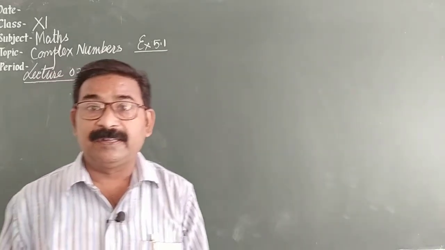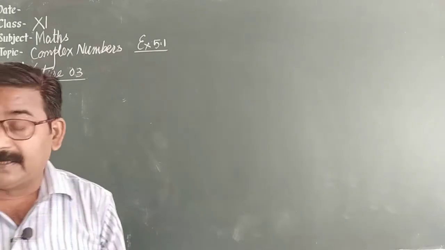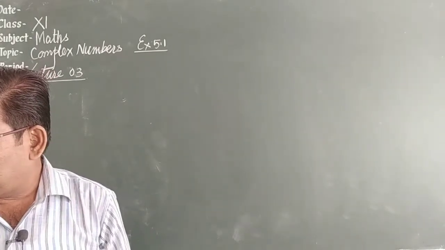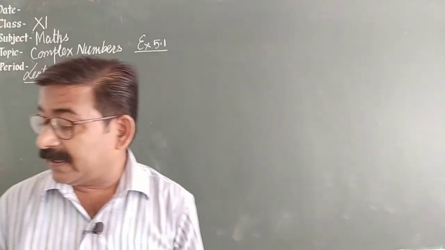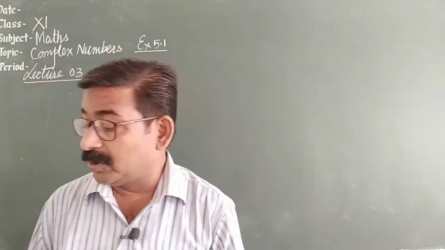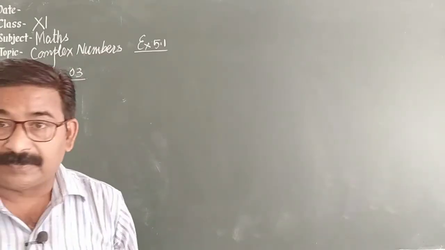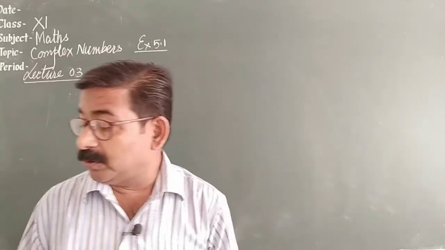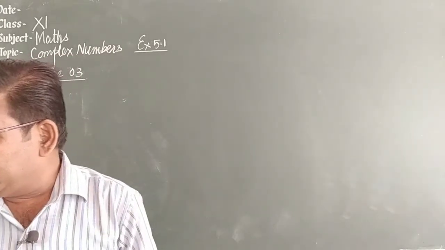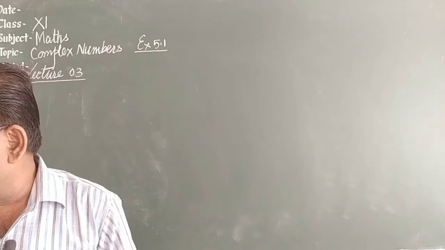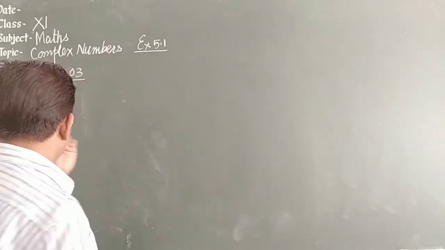In the previous lecture we started exercise 5.1, and up to question number 8 I solved. Questions 9 and 10 I had given as your homework to solve. Question numbers 11, 12 and 13 are of the same kind. So let's solve. In these questions, find the multiplicative inverse of each of the complex numbers given in exercises 11 to 13.